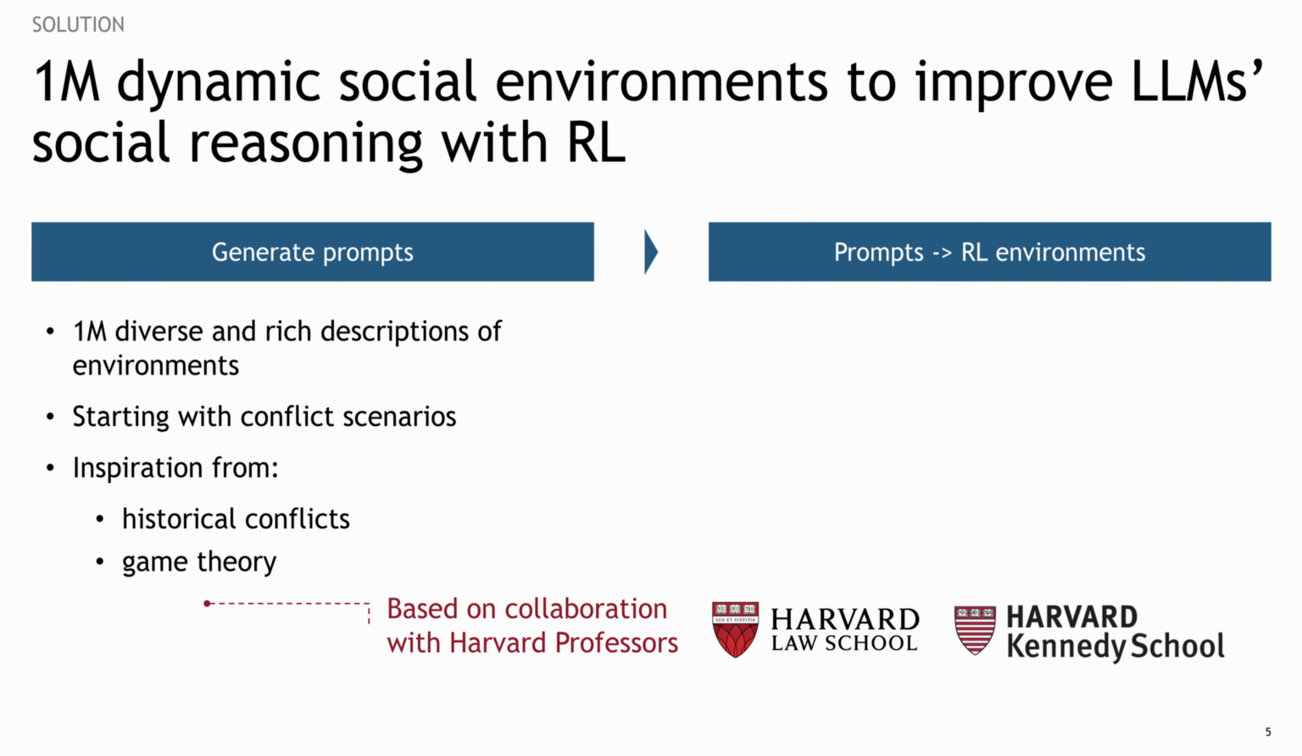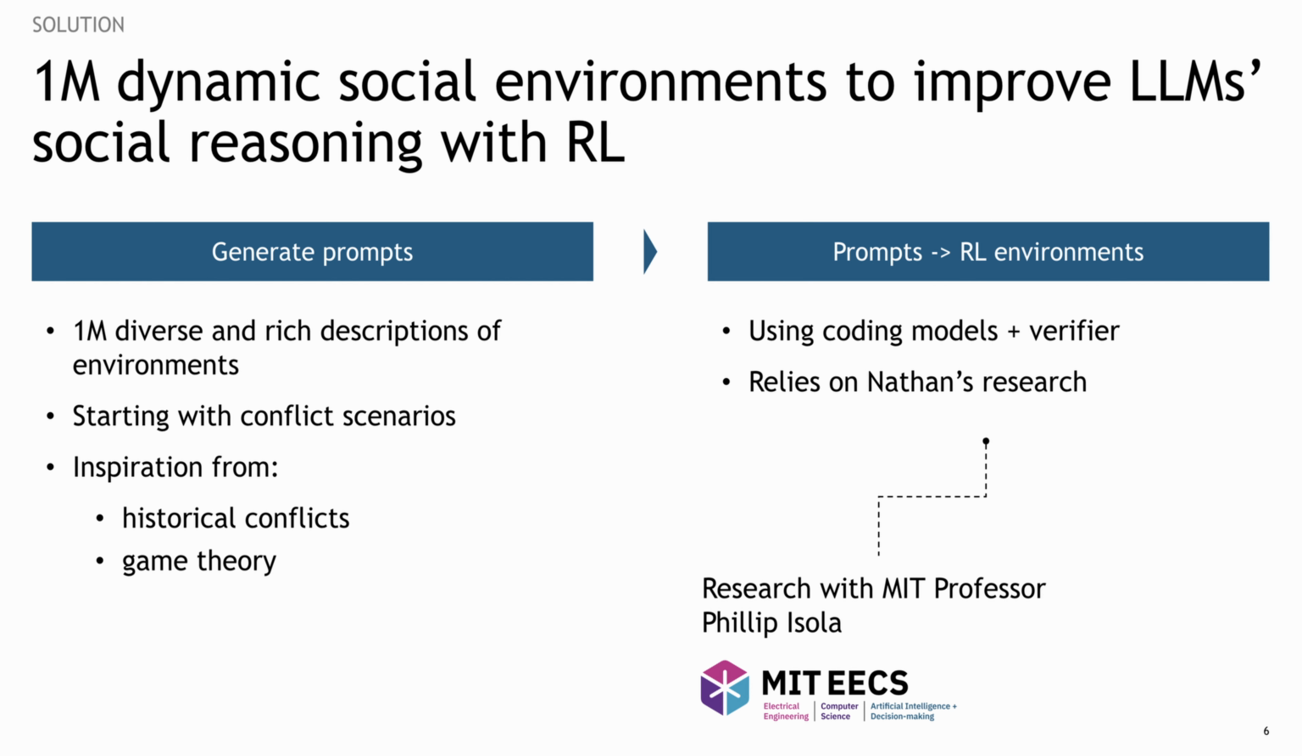The real innovation here is being able to generate these environments automatically and therefore at scale. There's two steps here. First, we generate the prompts, and then we turn those prompts into the RL environments. The key in generating these prompts is ensuring that these descriptions are really diverse and rich, and we do that by taking inspiration from historical conflicts and from game theory. Then we turn those prompts into the RL environments, for example, the one that Nathan just showed, and that relies on Nathan's research.